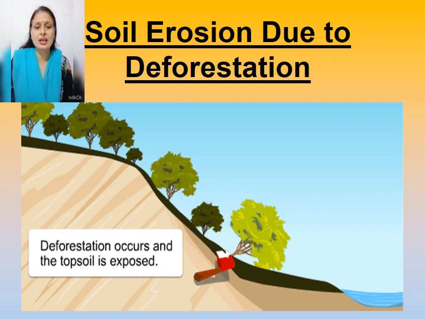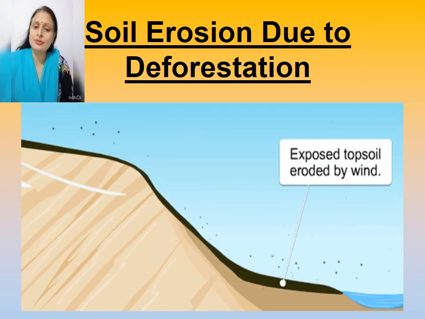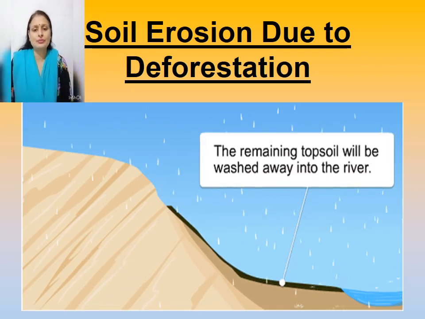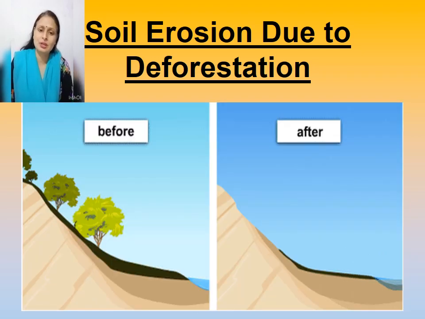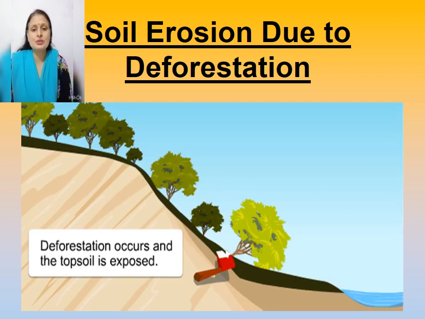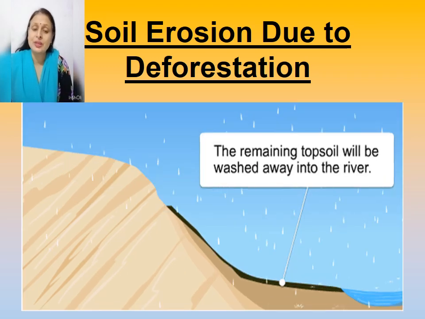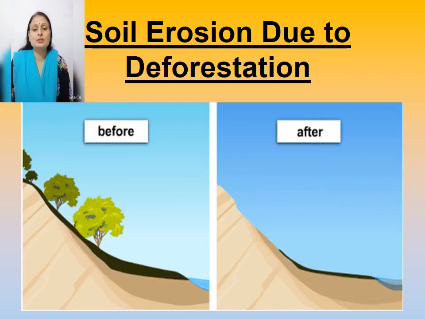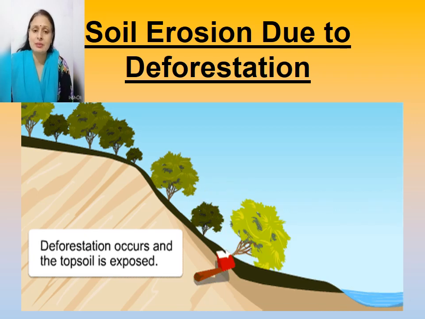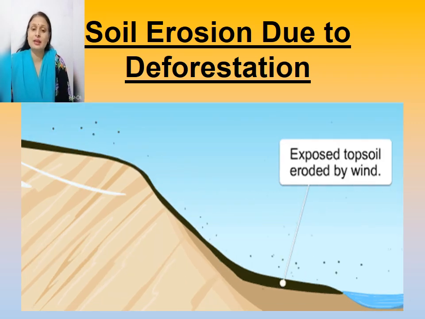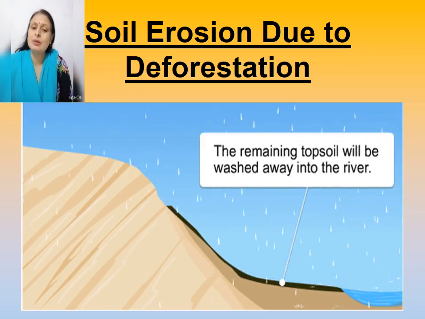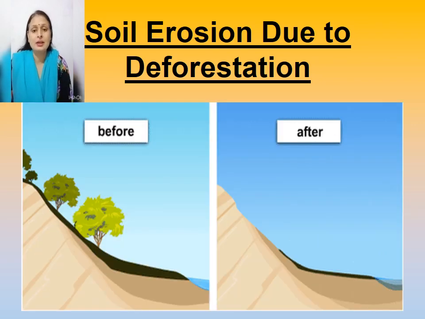Deforestation. Students, the excessive cutting of trees, or deforestation, is one of the main causes of soil erosion. The roots of the trees hold the soil particles firmly. In the absence of roots, the soil particles of that area become very loose and can be easily blown away by the strong wind and the water.